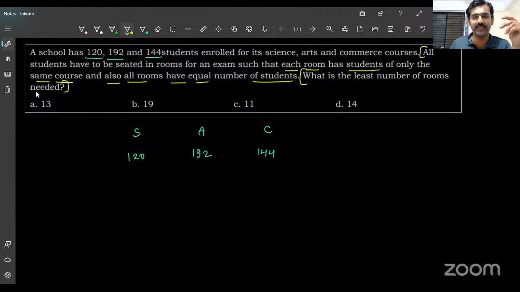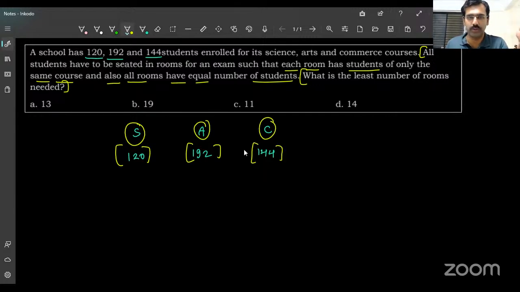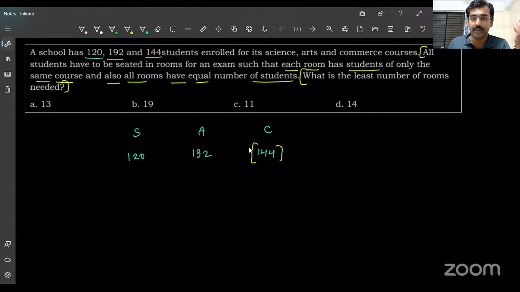Of course, one could have said, sir, let's say, in each room you make one student sit. So 120 rooms will be required for science students, 192 rooms will be required for art students, and 144 rooms will be required for commerce students. But that is not what they are asking. What they are also giving you as a constraint here is that the number of rooms should be least.